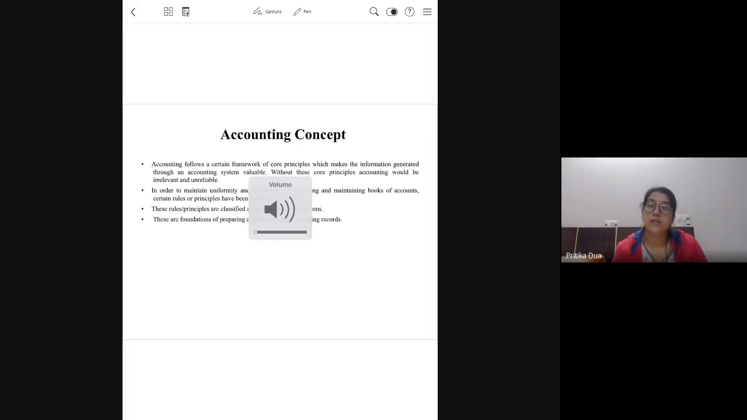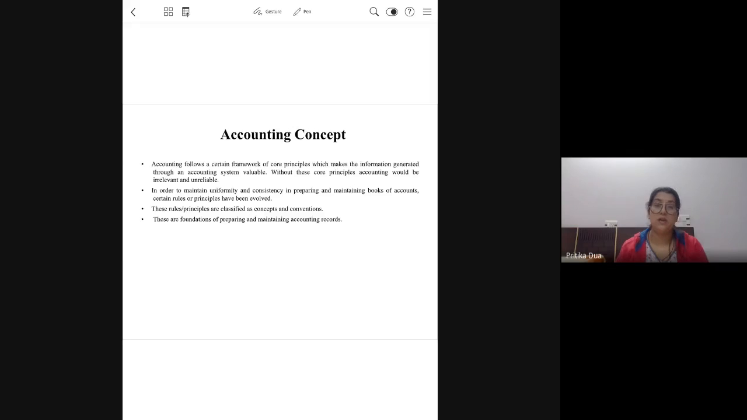Accounting concept as a term means the core principles which form the foundation of the accounting system. So the financial statements we are preparing and the account books we are maintaining, everything is based on the basic accounting concepts. That is the reason the term is used together, concepts and conventions. These are the basic principles used in accounting.